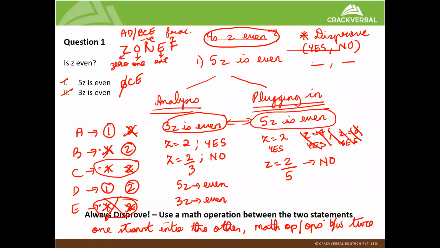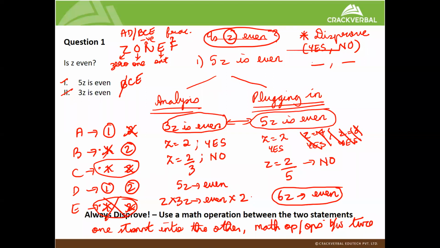Now what I'm going to do, instead of plugging in values, I'm going to use a mathematical operation, and I need to be smart with the operation here, such that when I manipulate both these statements together, I get information about z. So the best thing to do here is to multiply the second statement by 2 on both sides. So if 3z is even, 2 into 3z is 6z, and even into 2 will always be even. So I know 6z will also be even.